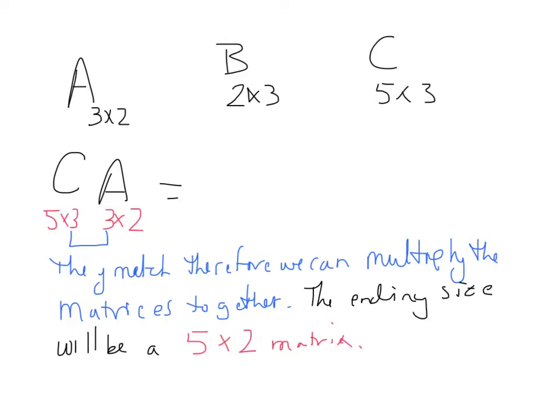So that's going over just if you can multiply them together or if you cannot multiply them together. So even though we couldn't multiply A to C, we could multiply C to A. Now let's go over some examples where we actually have the numbers in there so we can see what we're doing.